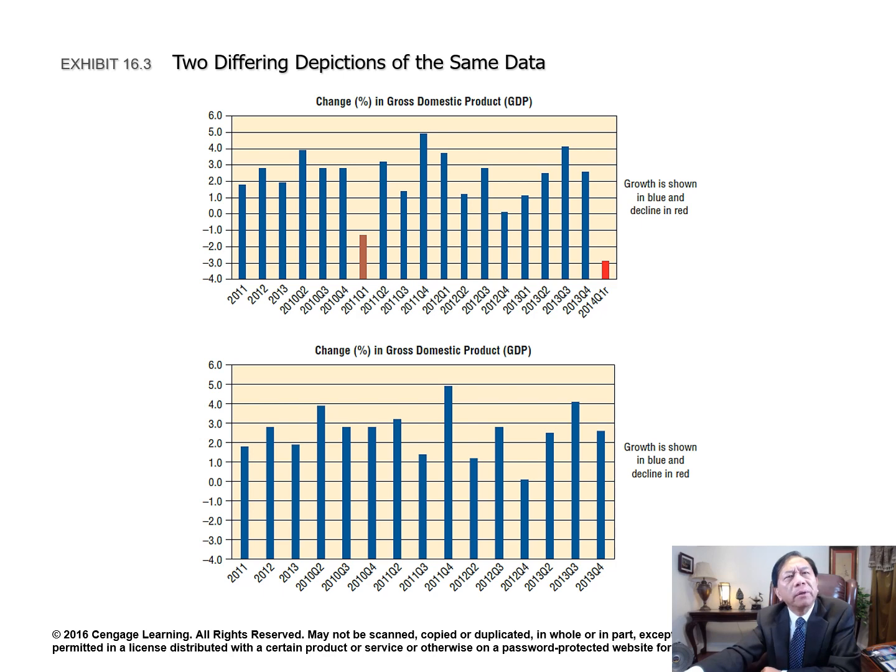Two different depictions of the same data. Okay, you can see growth is shown in blue and decline in red. You see the blue growth, and then below that you can see the declines in red. And if you use this other chart, growth is shown in blue and decline in red, and you don't see the red. Okay, it depends on how you present it, even though it's from the same data. One reason for that is the x-axis, how they combine some numbers.